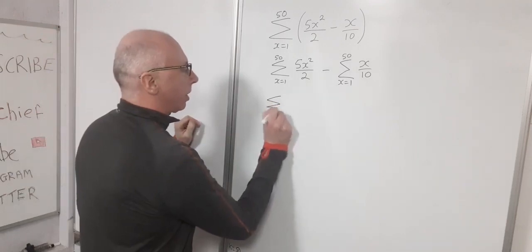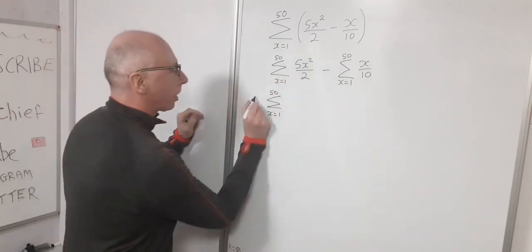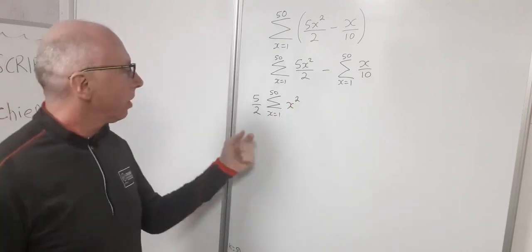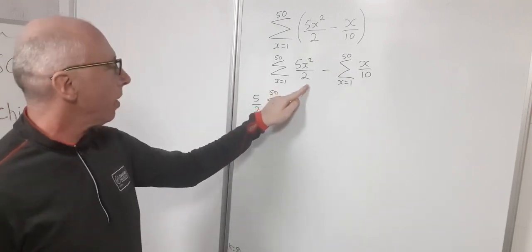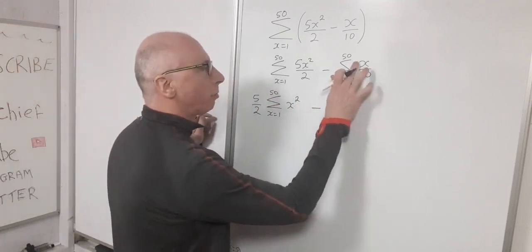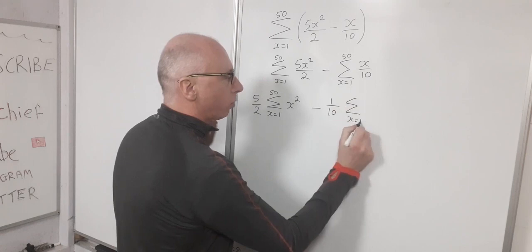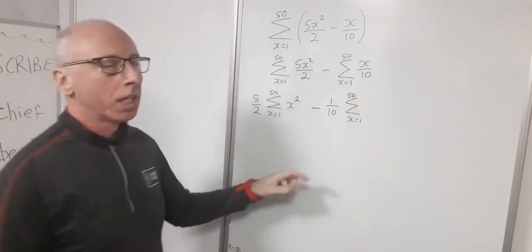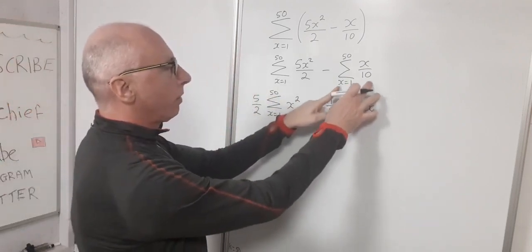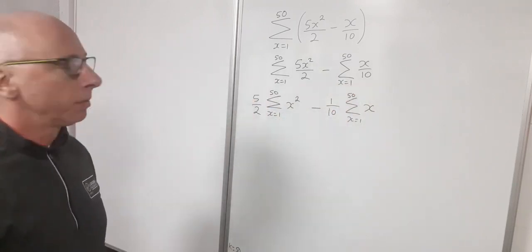So now we've got x equals 1 to 50, and 5 over 2 I'm going to bring out to the front here. And then we've got x squared. So that is still equivalent to what that is. And then we'll do the same with this term. So we'll subtract, bring the 1 over 10 out of it, and then we have x equals 1 to 50, and all we're left with is just the x. So this here is equivalent to this, and this here is equivalent to this. They are still the same, they will still be the same value.